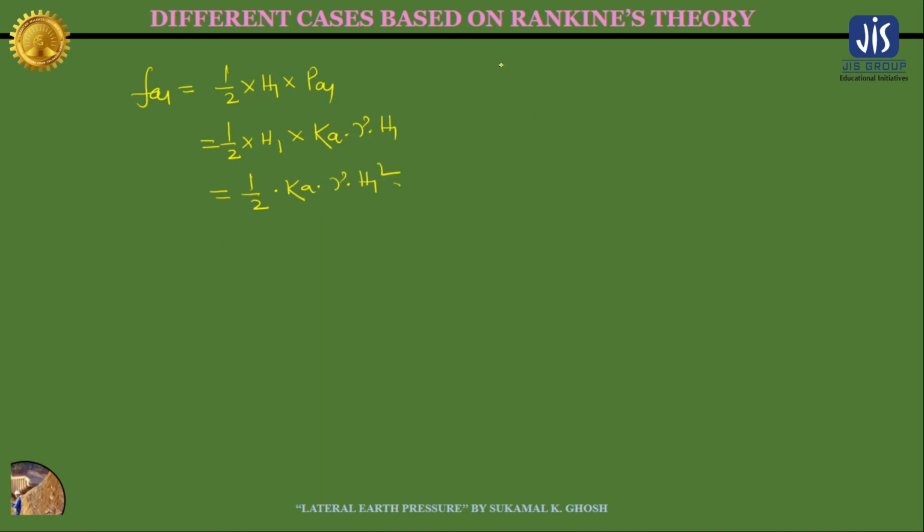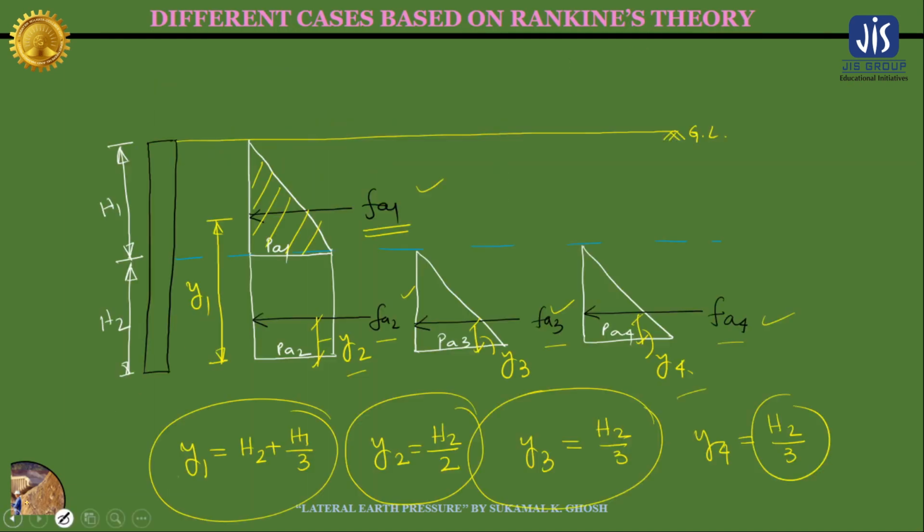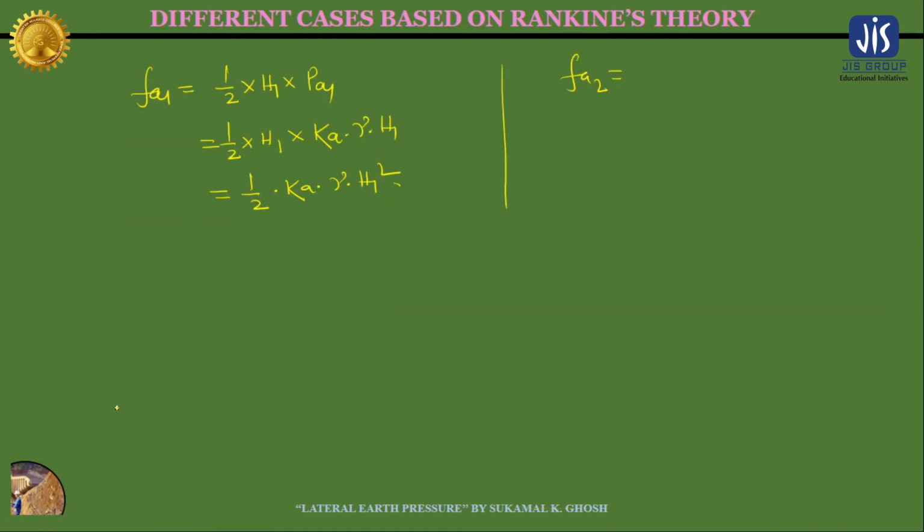Okay, now what will be the FA2? FA2 will be the area of this particular distribution diagram, or you can say pressure distribution diagram. So it will be height into the base width, that is PA2. So the height is H2 and the base width is Ka into gamma into H1. Okay, so it will be Ka into gamma into H1 into H2. Okay, now what will be the FA3?